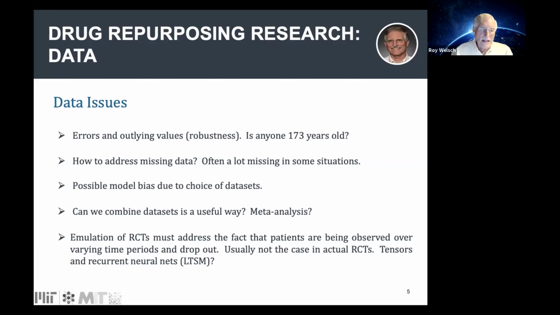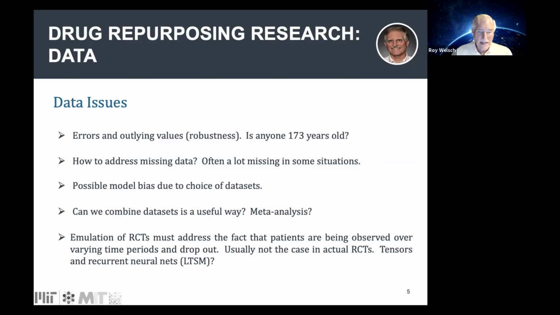We have bias potentially arising because of the choice of data sets. So we choose a data set in some part of the world or some part of the US, different demographic factors, different ways of collecting the data and so on can produce bias. We need to understand that. We need to work carefully. We need to use validation to figure that out as well. How can we combine data sets in a useful way?